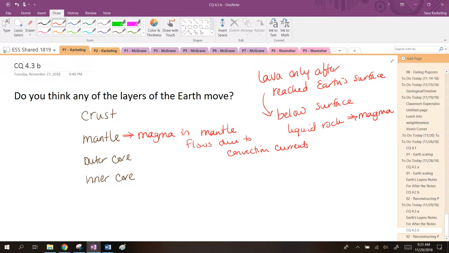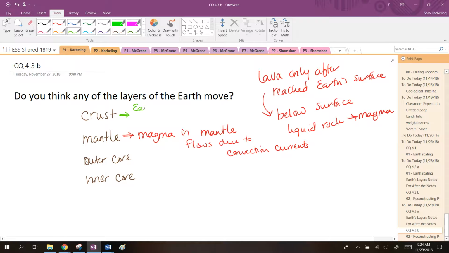Pick another layer and you can say yes or no and tell me a reason that you may or may not think so. Yeah. This isn't really a layer, but don't we have earthquakes because like places are shifting? And that is totally a layer. Which layer is that involved with? Well, they're the plates of the crust. So that's exactly right. Yes, yes. So does the crust move? Yes, indeed it does.